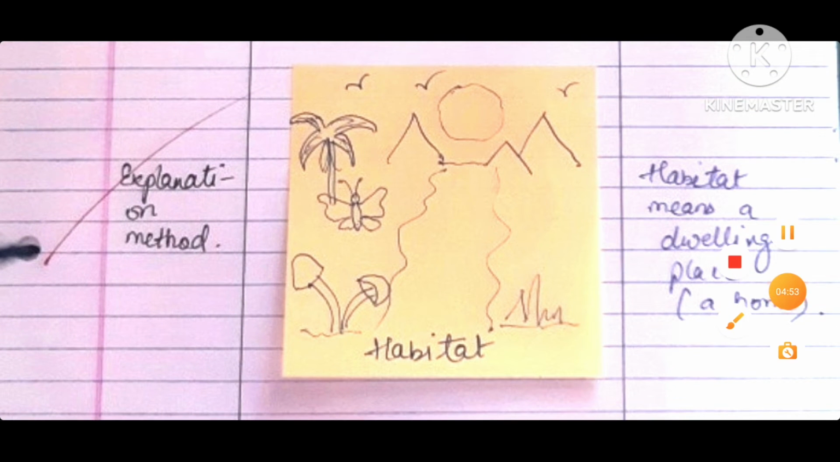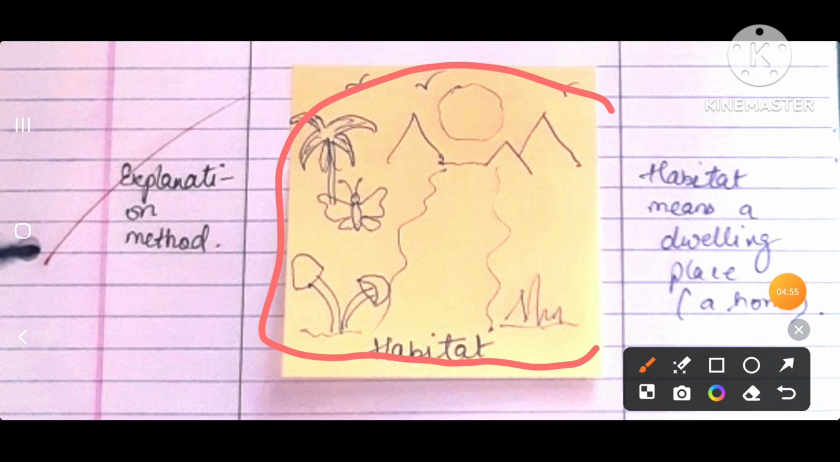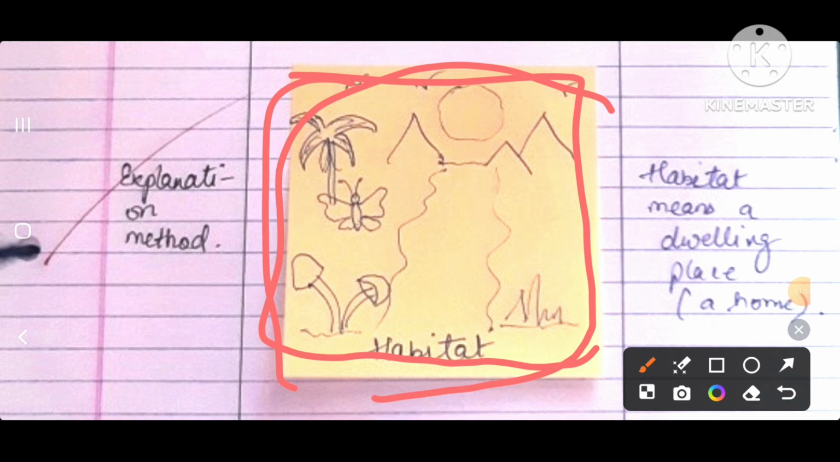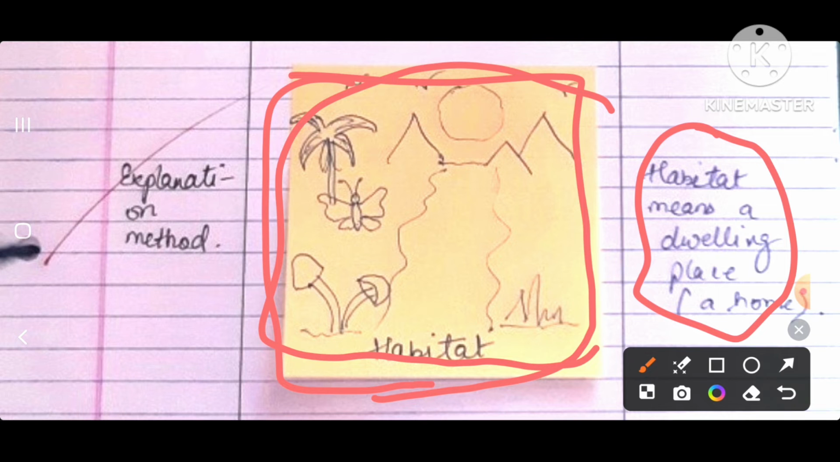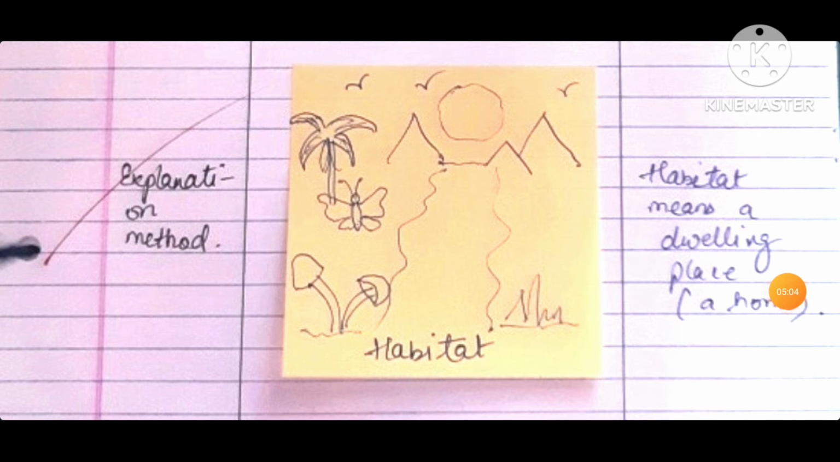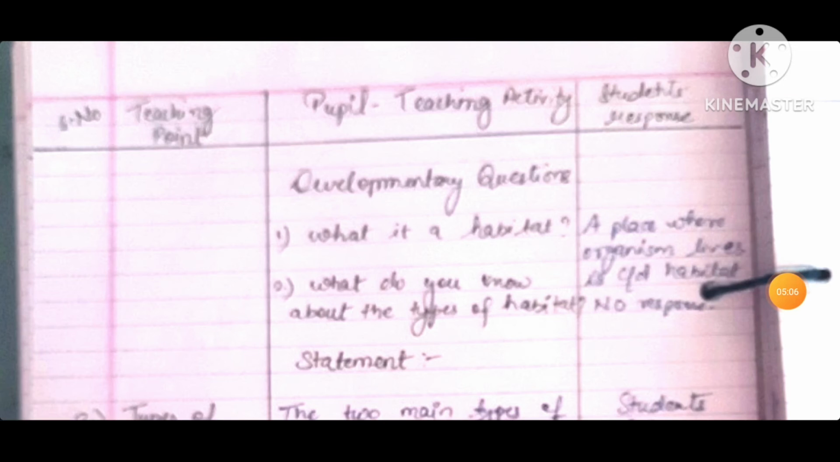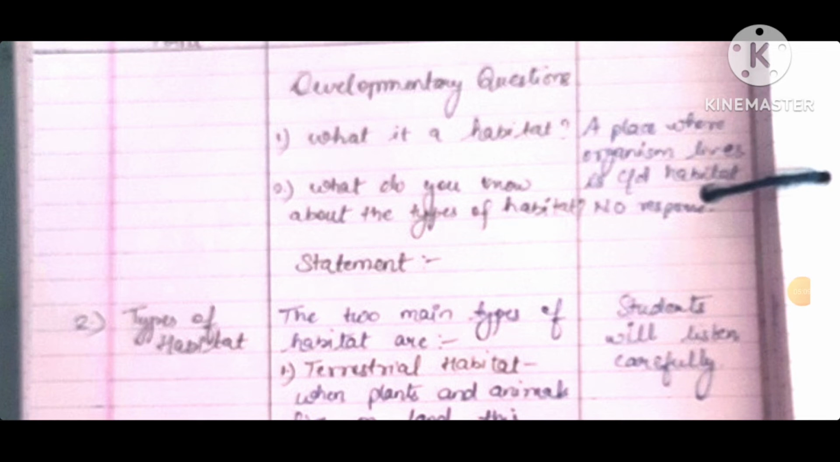And this is the material aid. You have to make it in the form of a chart paper or something to explain. And this is the blackboard work that you have written on the blackboard. After that you have to write the second teaching point. So the second teaching point is types of habitat.